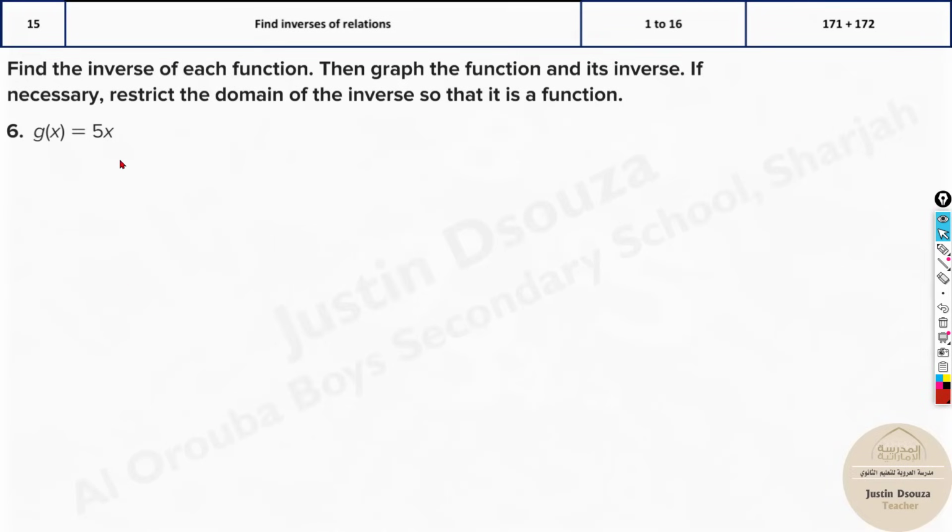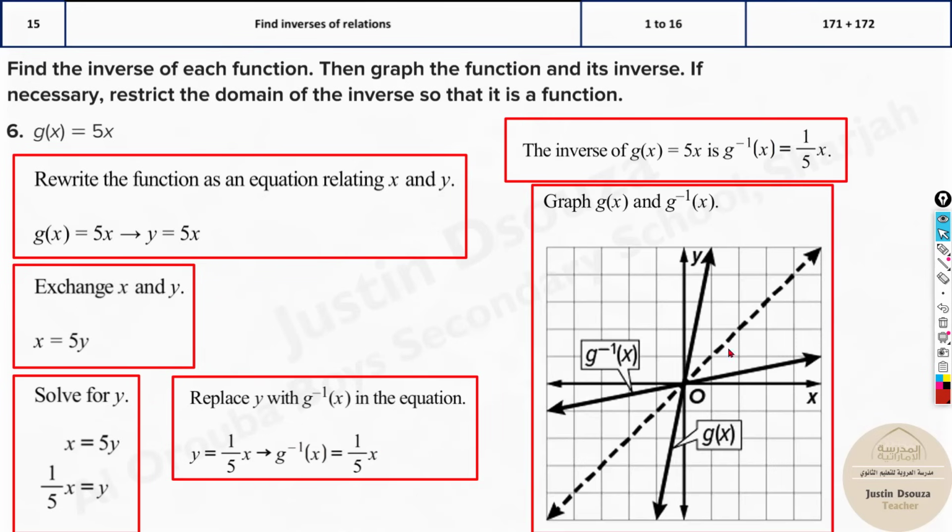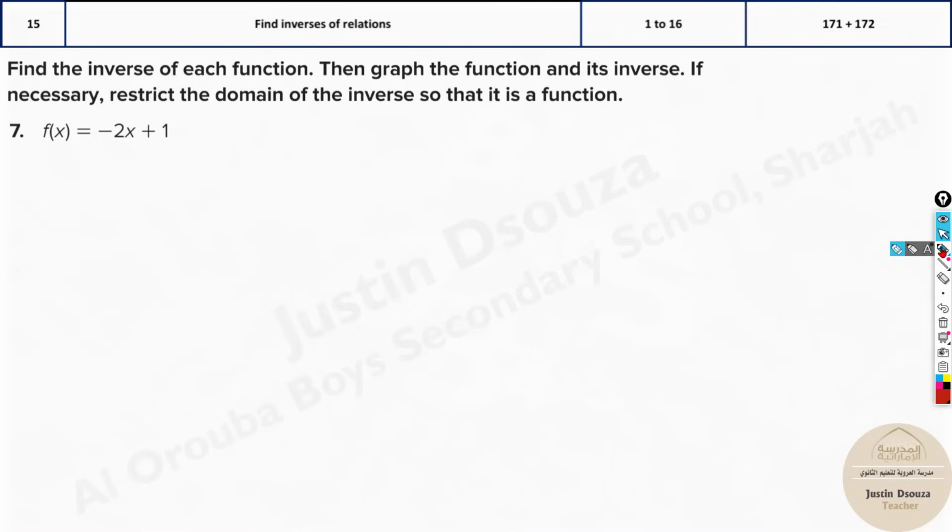Similarly, what happens over here? You can do it. It'll just be 1 by 5. Because it's a single term, it's very simple. It'll be 1 by 5. That's the answer. And the original graph was 5x. That means very high. Can you see this? The slope is very high. Whereas the 1 by 5 is very slow, very low slope. Say it's very small slope.